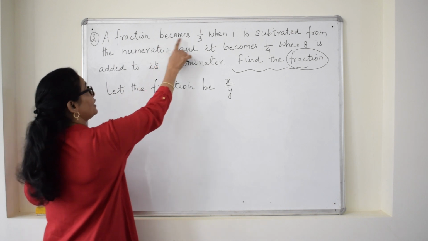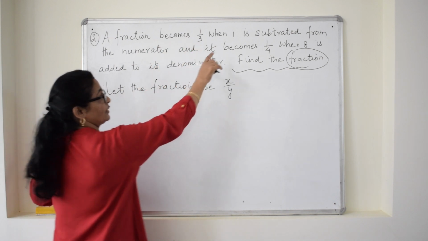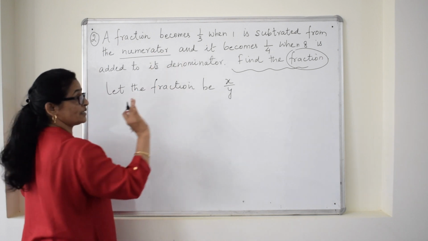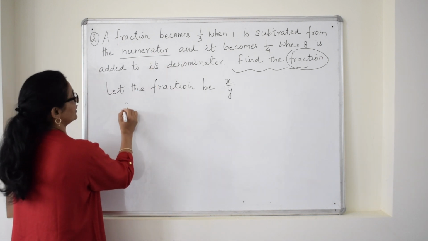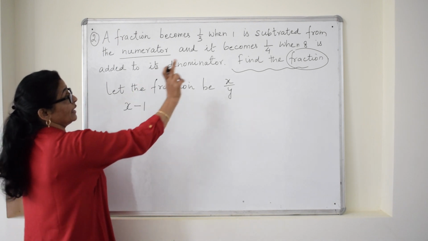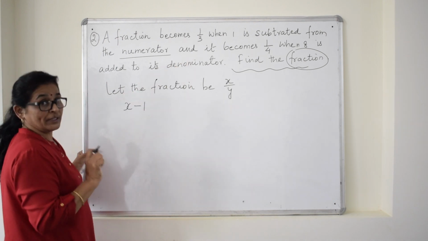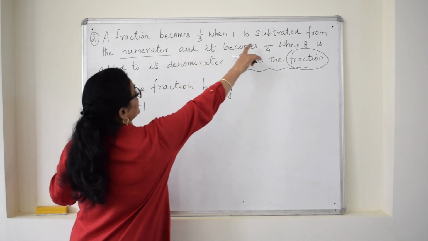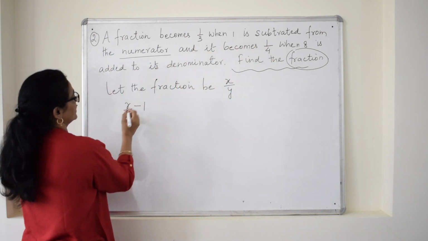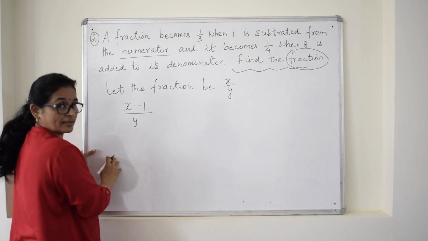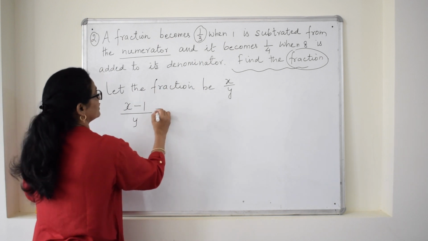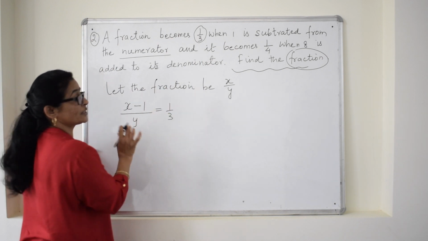A fraction becomes 1 upon 3. What are we doing? 1 is subtracted from the numerator, meaning the new numerator is x minus 1. And we are not disturbing the denominator, because only the first condition says 1 is subtracted from the numerator, and the denominator is as it is. Then that becomes how much? 1 upon 3. So this is the first case.